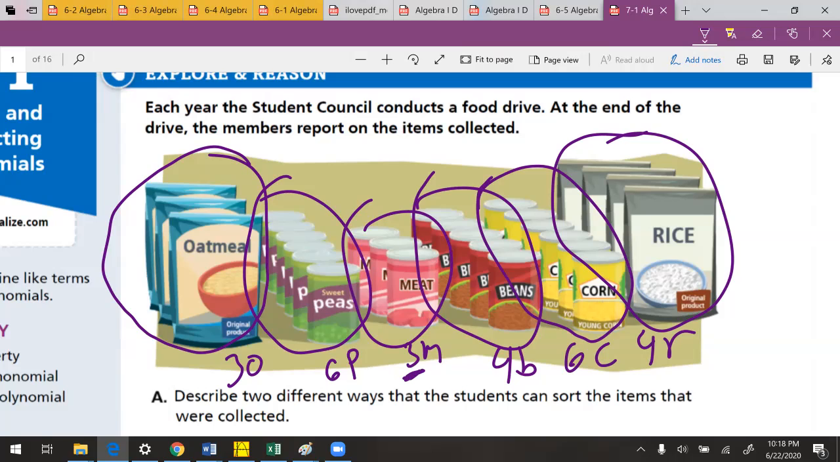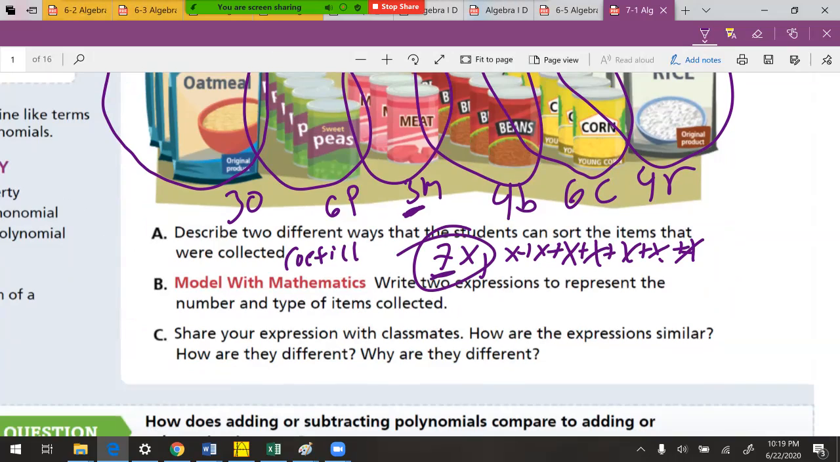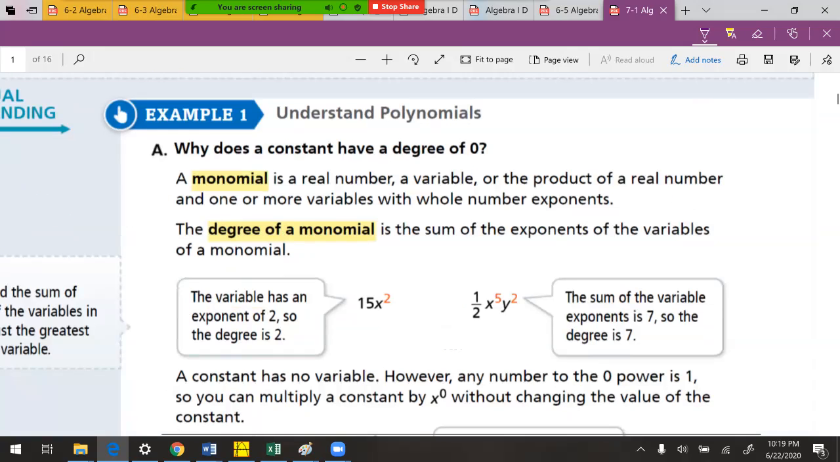That number right there is called a coefficient. And a coefficient identifies how many of the variable that you have. So for example, if I said 7x, well, I've got 7 x's. That's an x. And then you add those together. And that's why you have 7 x's. Okay? Once again, that number right there is called a coefficient. Okay, keep that in mind.